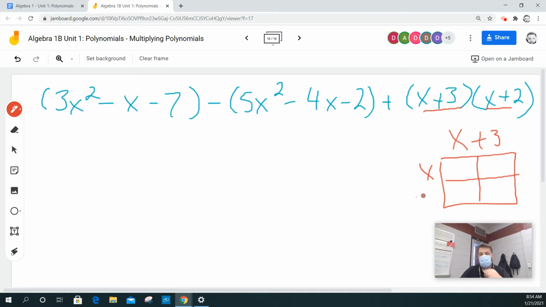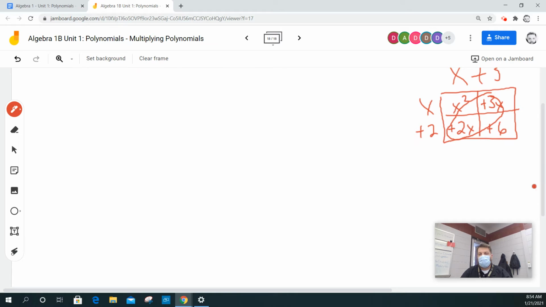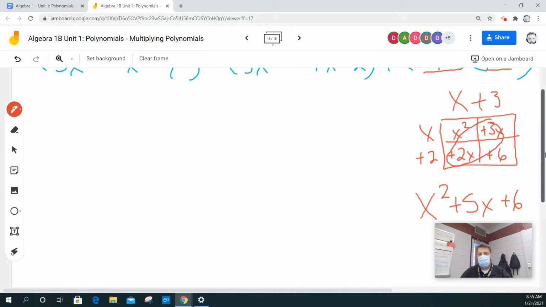times x plus 2. X times x is x squared. 3 times x is positive 3x. X times positive 2 is a positive 2x. And then 3 times 2 is a positive 6. I'm going to combine like terms, all right? So this whole thing is going to be x squared plus 5x plus 6. So all that stuff equals this.